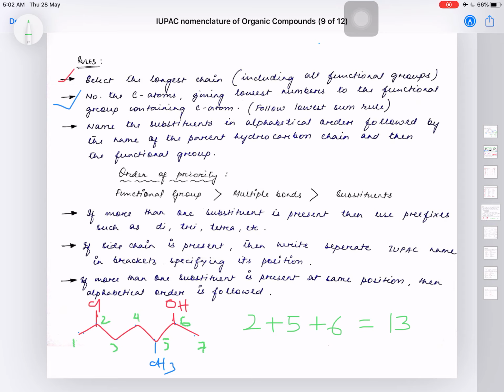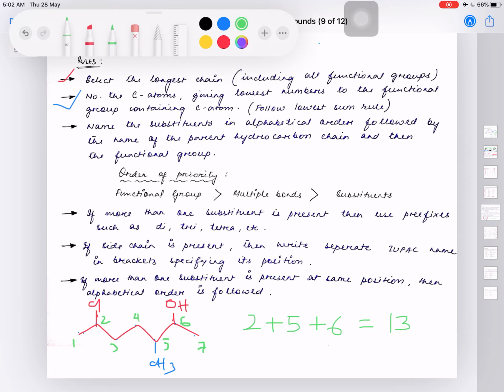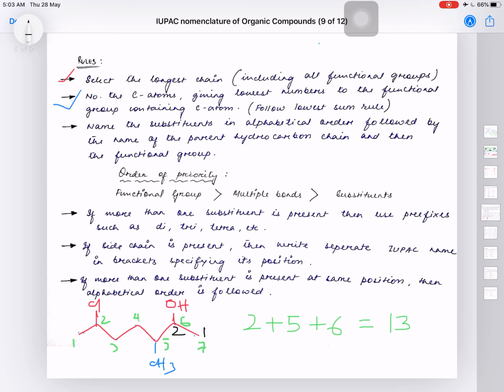Now the same thing, what we can do if we number it from right to left. Say this will be 1, this will be 2, this is 3, this is 4, this is 5, 6, and this one will be 7. Like this. So in this numbering we are getting OH in 2 position and CH3 in 3 position and Cl in 6 position. So our sum is 11 this time.